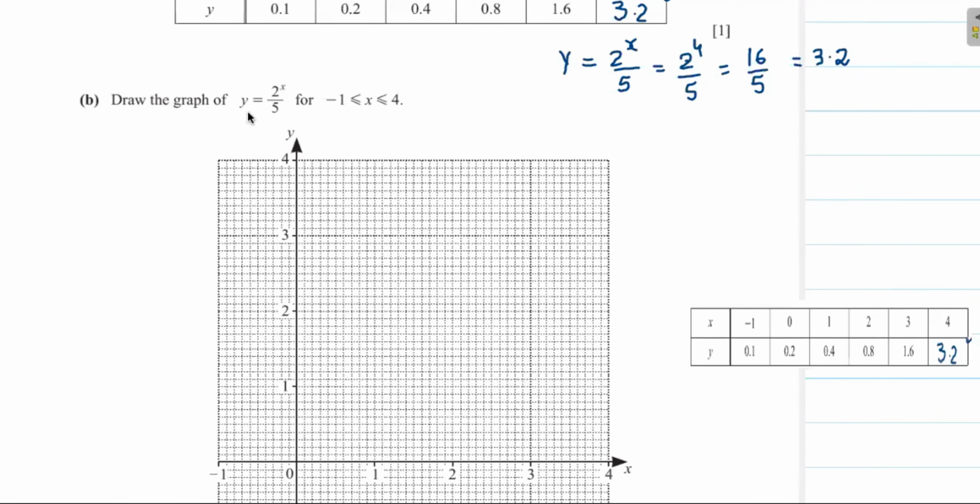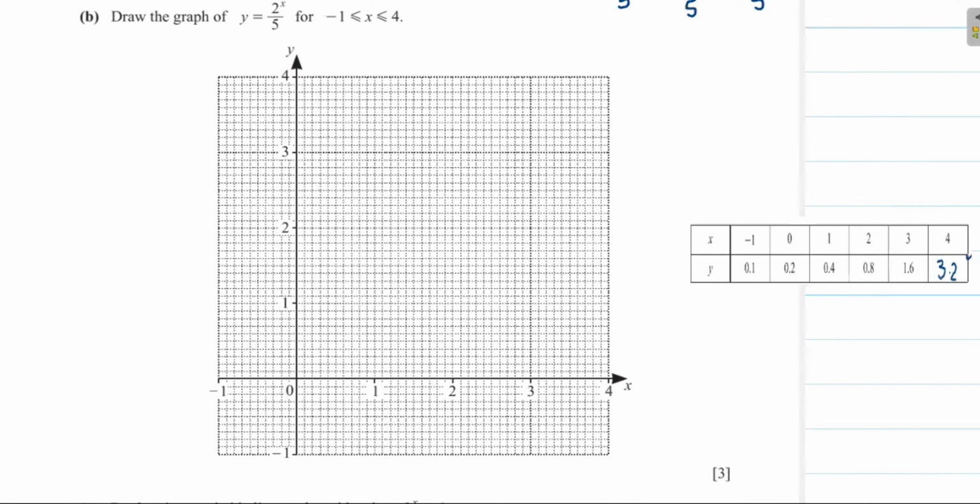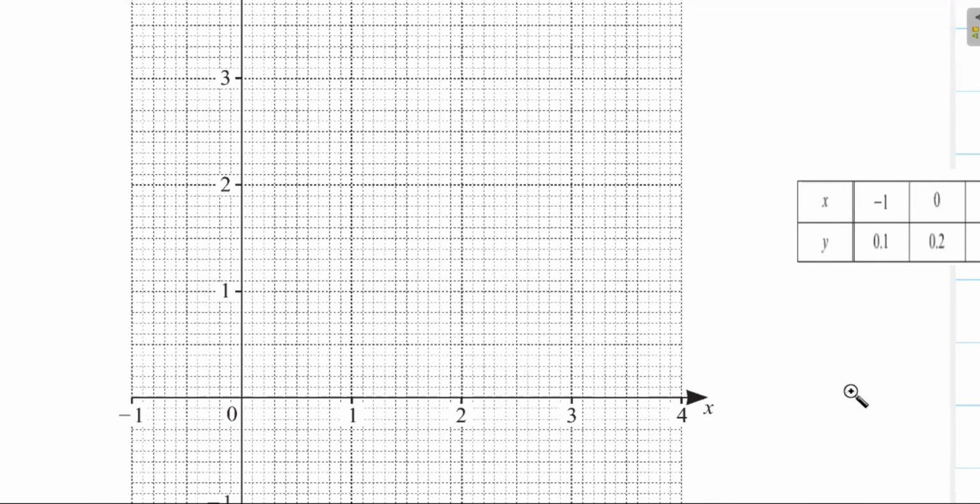Part B, draw the graph for y equal to 2 power x over 5 for values x greater than -1 and less than 4. Now we draw the graph here in this grid. You see here the first value is x is -1 and y is 0.1. Now we mark the point x is -1 and y is 0.1. We mark this value. Next is x is 0 and y is 0.2. We mark this point.